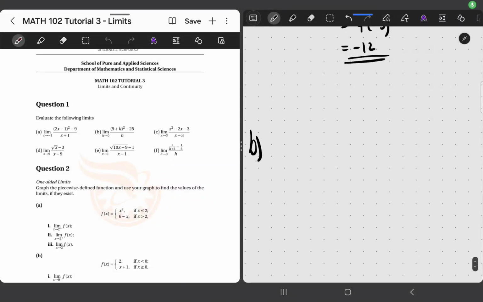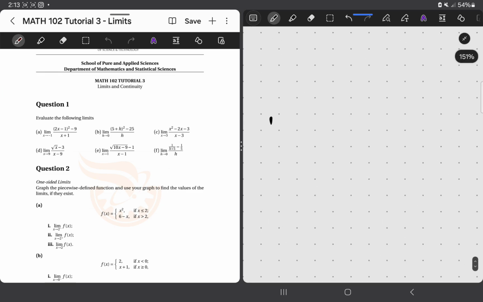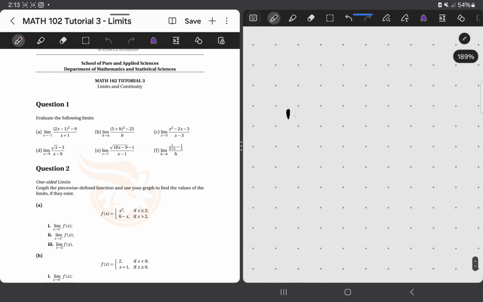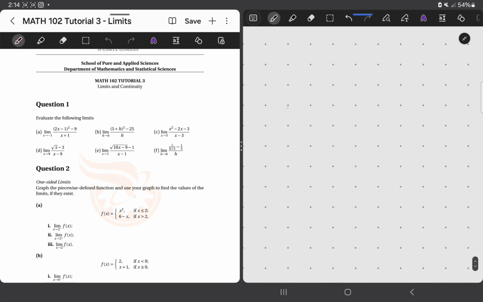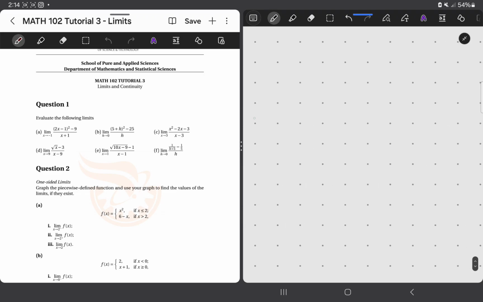We are doing part B. Let's crack it together. Here we have the limit. Try to be as fast as we can. Let me zoom in now and we can be writing together. So it's going to be move to the left. All right, so extreme left.